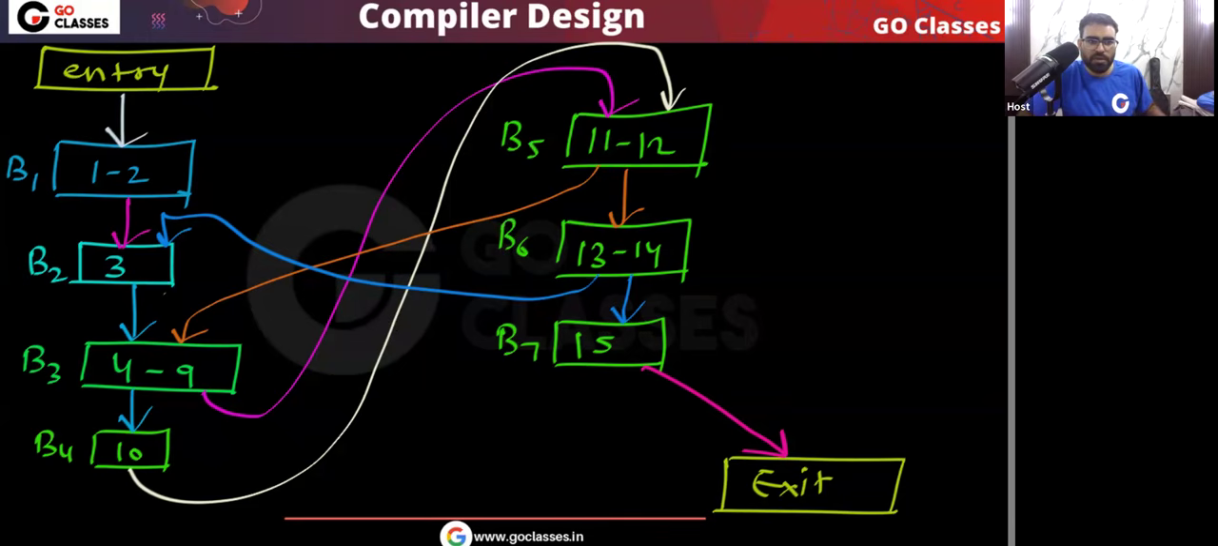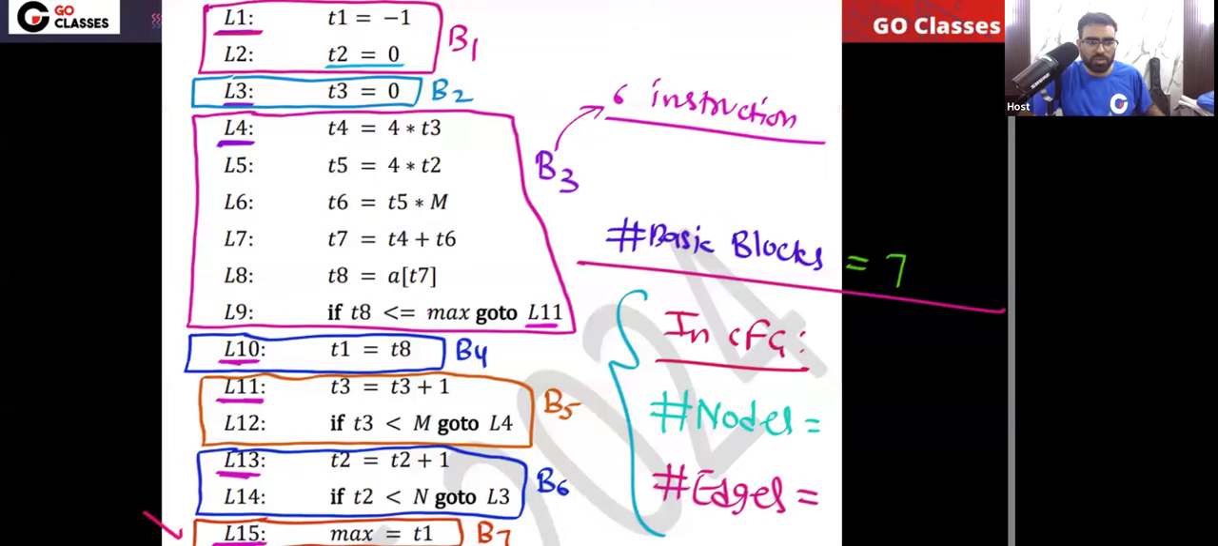So tell me, what is the number of edges? You can calculate the number of edges. You can see 1, 2, 3, 4, 5, 6, 7, 8, 9, 10, 11. So the number of edges will be 11. I hope you understood this. Remember, the number of edges will be 11.